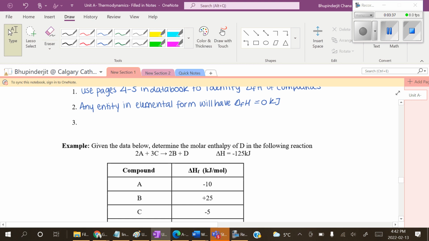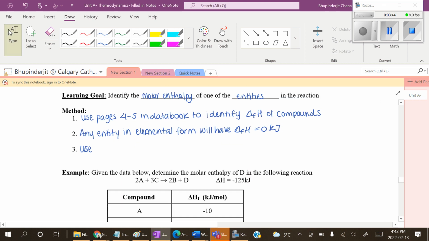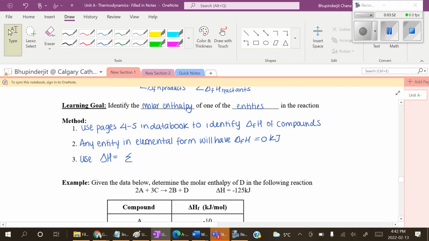Okay, and then lastly, we will use the formula. I forgot to put the formula. Delta H is equal to the sum of your formation of your products minus the sum of your delta H formation of your reactants.